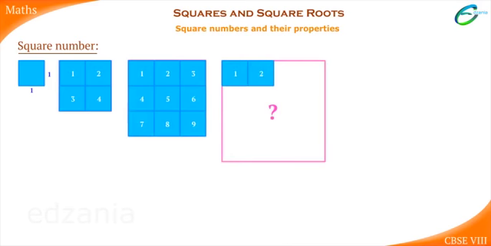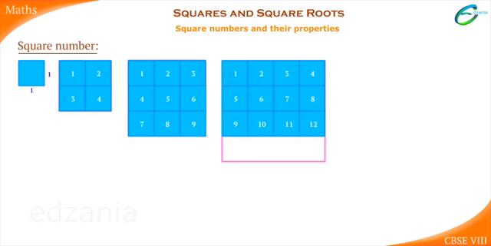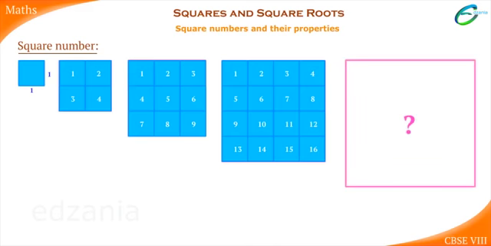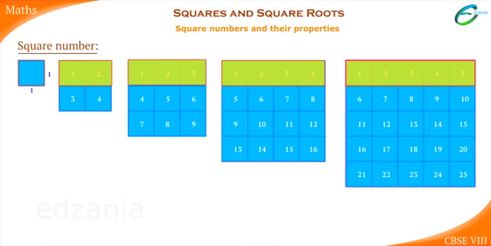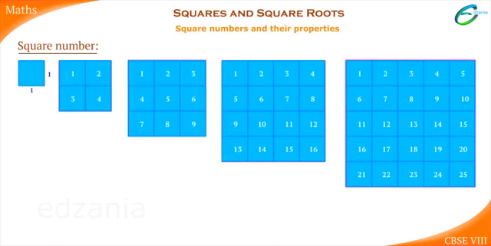1, 2, 3, 4, 5, 6, 7, 8, 9, 10, 11, 12, 13, 14, 15, 16. Now how many stamps are there? Is it difficult to count the number of stamps as the number increases? So easily we can find the number of stamps by multiplying the number of rows and the number of columns in each case. Let us see in the first case.